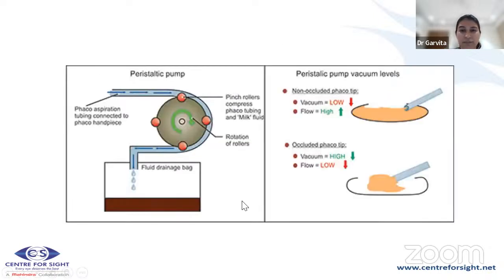This is a diagrammatic representation. This is a peristaltic pump. Phaco aspiration tubing is connected over the rollers. Pinch rollers compress the phaco tubing. There is rotation of the rollers and the fluid is drained into a drainage bag. This is a non-occluded phaco tip, as we can see in the diagram, and this is an occluded phaco tip. So here the vacuum is low and it builds gradually. In an occluded tip, the vacuum can be high, but it will build again gradually.